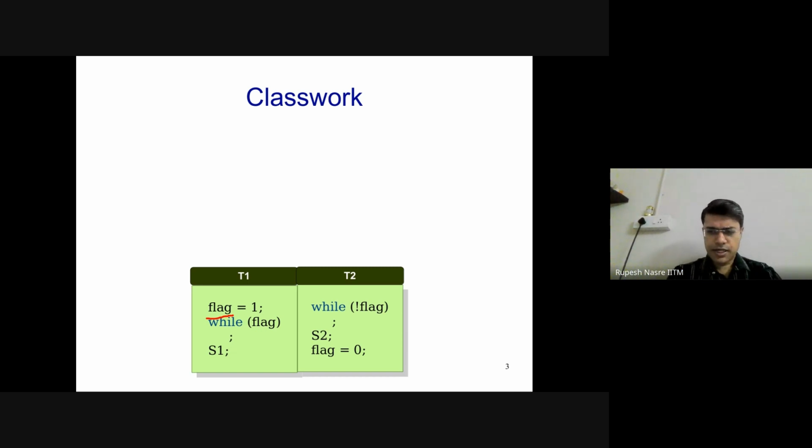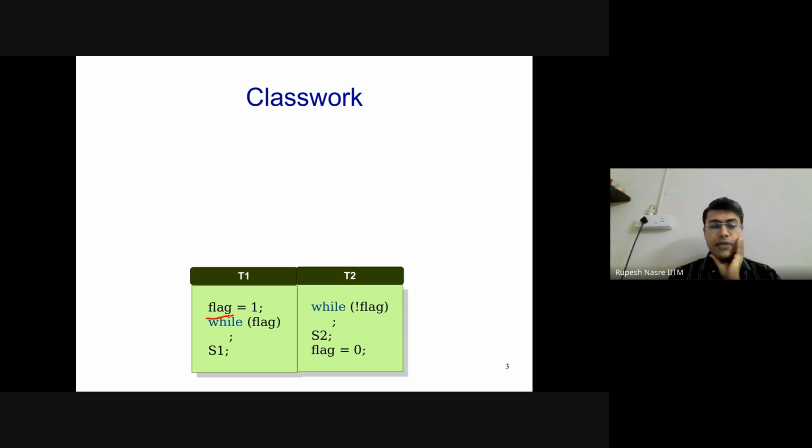Okay, so let's understand that, right? So we'll come back to our original question of whether S1 and S2 execute in a mutually exclusive manner, as well as what this code does. But let's take the flip side of what Sandeep was saying. Can T2 get stuck? So let's say that initially flag is 0. Then while not of flag is true, and therefore T2 is actually stuck here.